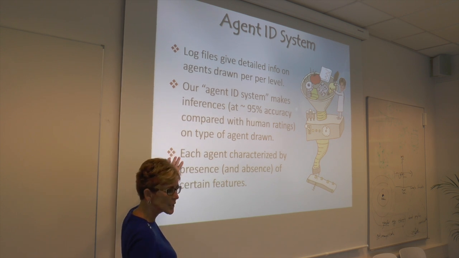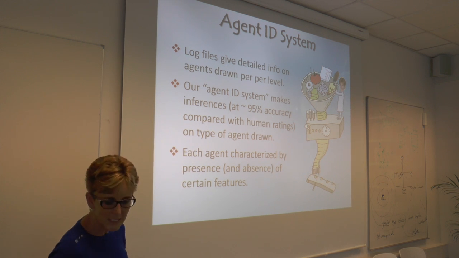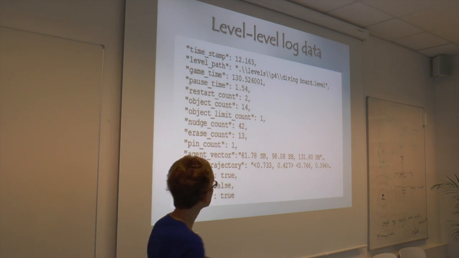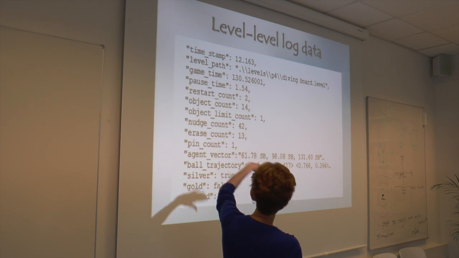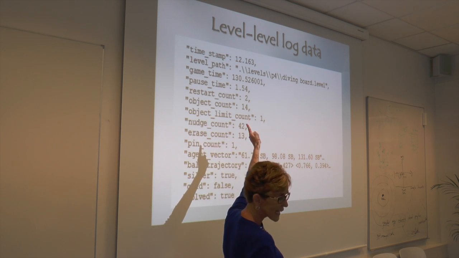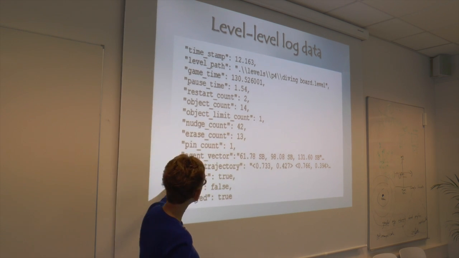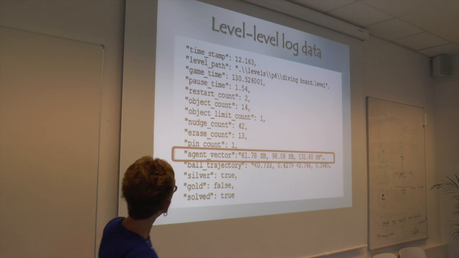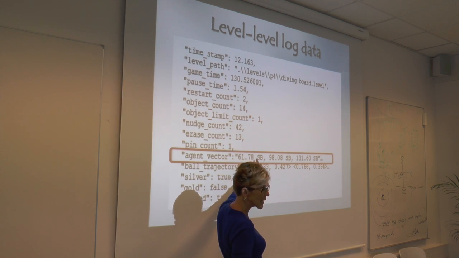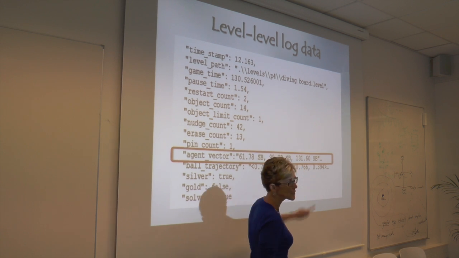It turns out the simple solution to the problem was that each agent is characterized by the presence and absence of particular features. So I'll show you, this is just a snapshot of a log file. This is an enlarged version. This is a single level in the game. For example, it's a diving board level. They took 130 seconds in total on this level, which is about 2 minutes. They ultimately solved it with a silver solution. And this row here, the agent vector, is where the computer is saying at timestamp 61.78, the person drew a springboard, didn't work. Then at 98.8, they drew another springboard and so forth.